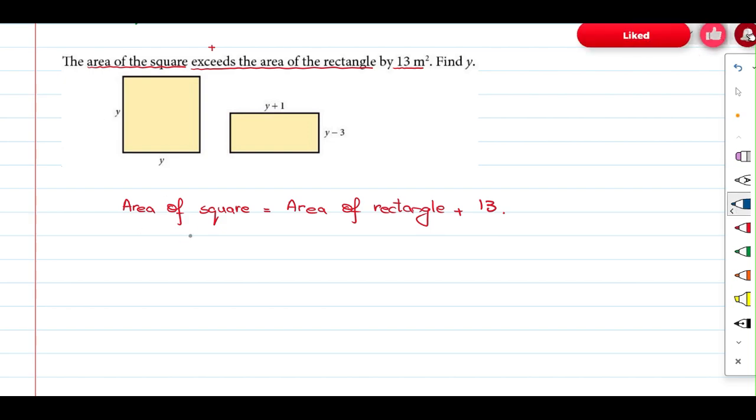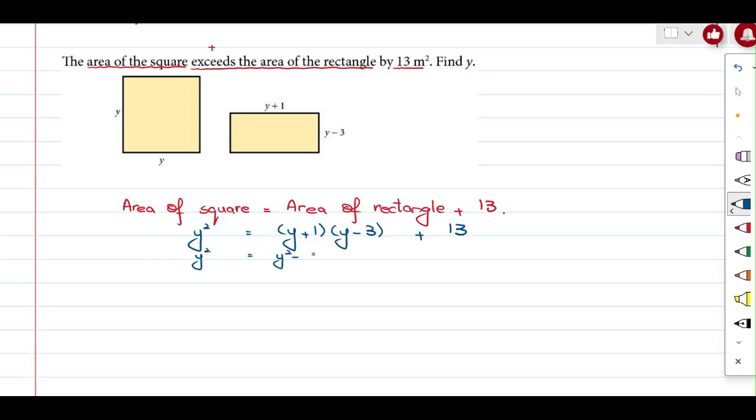Area of a square is side square, side is y, so it's y square. Area of a rectangle is length times width, length is y plus 1, width is y minus 3, and plus 13. Now let me solve for y. Here we have y squared, and here distribute y inside the bracket.